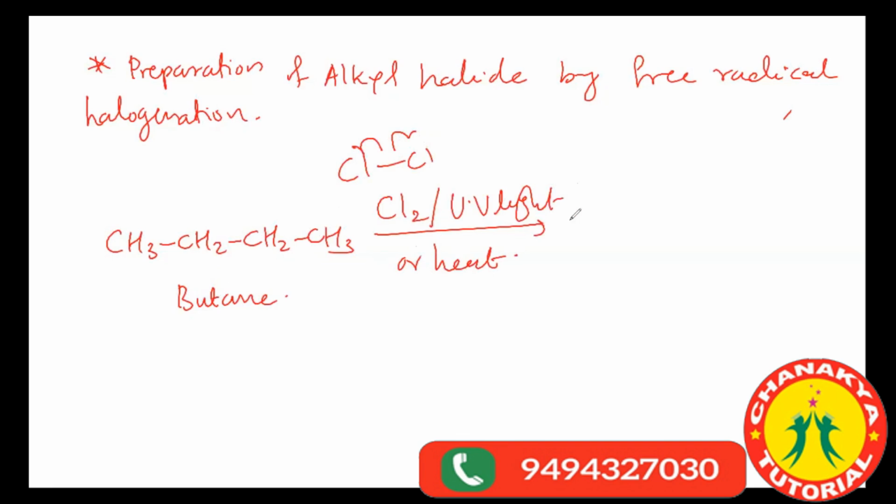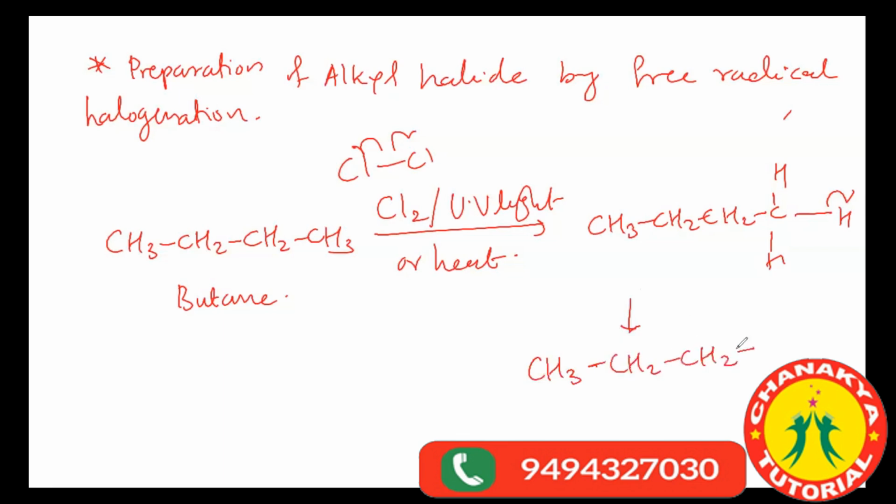In this molecule butane, what happened here? CH3, CH2, CH2, C. Here would be hydrogen, here would be hydrogen, and here also would be hydrogen. So in this case, this hydrogen also gets cleaved by one radical. And you will get the product in this manner, CH3, CH2, CH2, CH2, and here Cl. This is your first product.